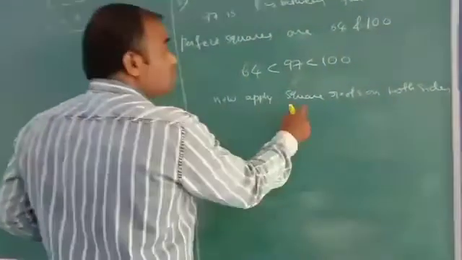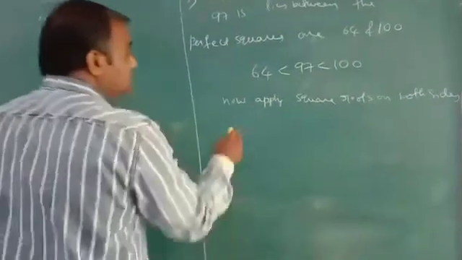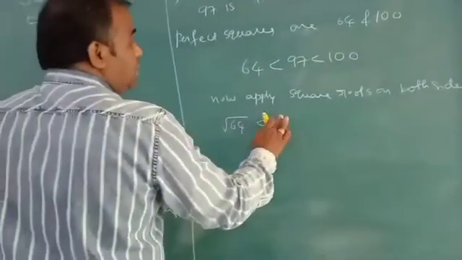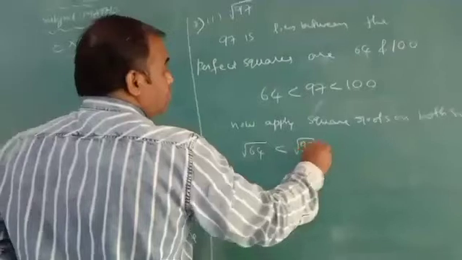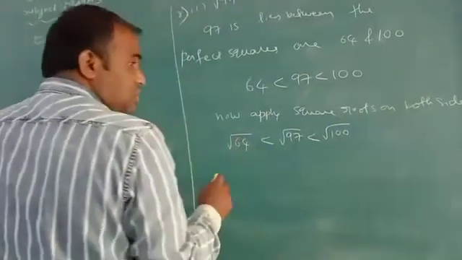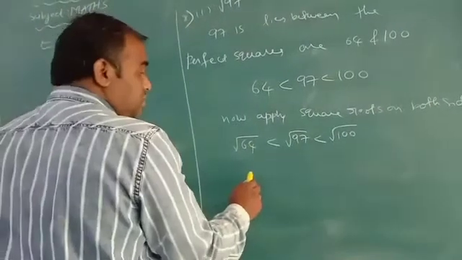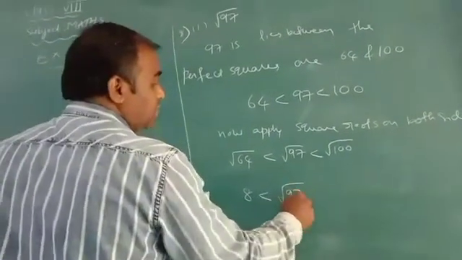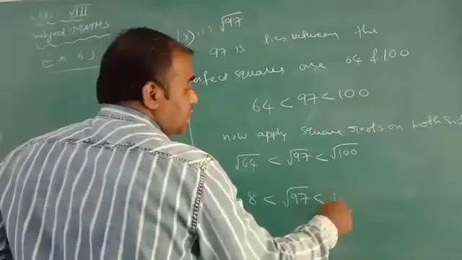Now apply square roots on both sides. See beta, square root of 64, square root of 97 and square root of 100. See beta, square root of 64 means what? 8 times 8 is 64, no? Again 97, root 97. Next here, 10 times 10 is 100.